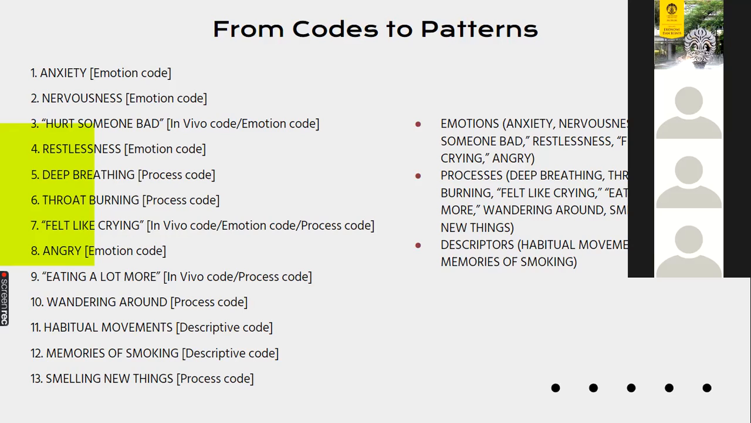Those findings in the first cycle can be grouped by three code types. The first one is emotions, which contains anxiety, nervousness, hurt someone bad, restlessness, felt like crying and angry. Then process, like deep breathing, throat burning, felt like crying, eating a lot more, wandering around, smelling new things. And the last code type is descriptors, which contain habitual movements and memories of smoking. Next slide, please.